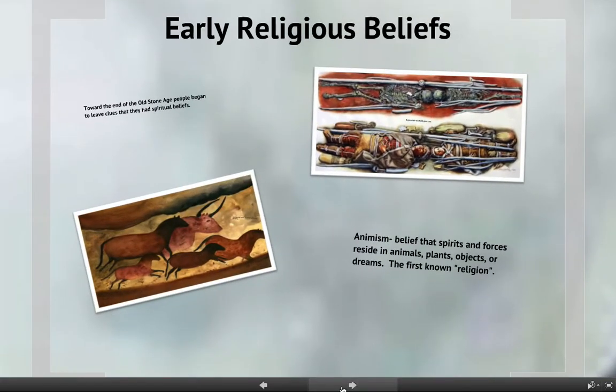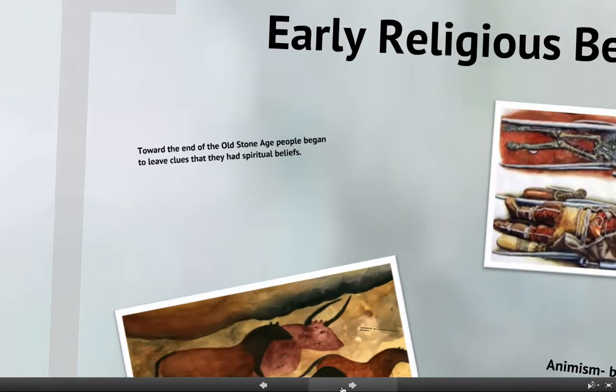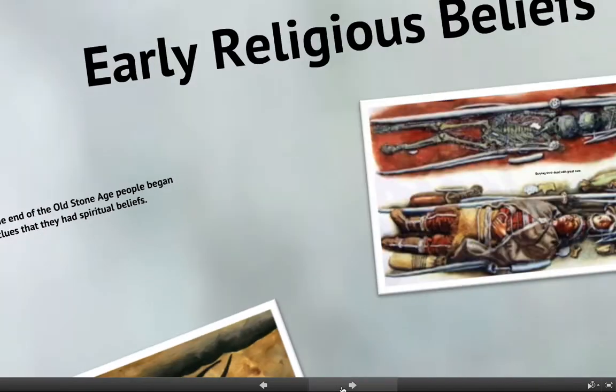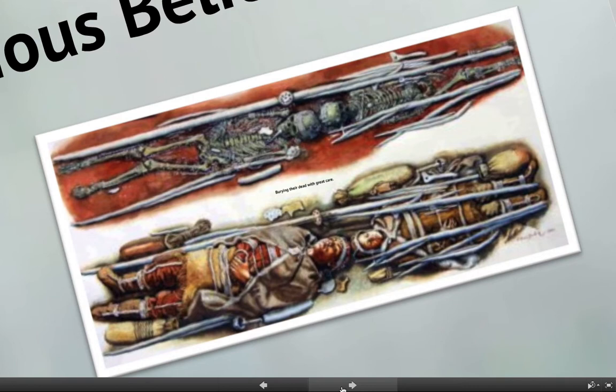All right, early religious beliefs. We know that early humans had religious beliefs. Right? So toward the end of the Old Stone Age, people began to leave clues that they had spiritual beliefs. Right? Remember, the only way that we know about the possibility of these religious beliefs are by the clues that they left behind. Right? Humans were not writing at this point. So one of the clues that they left behind is by burying their dead with great care.